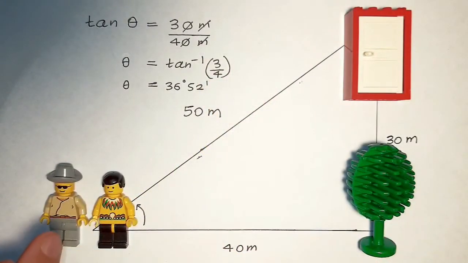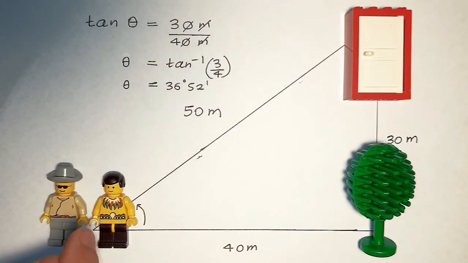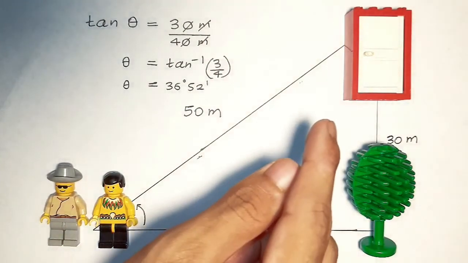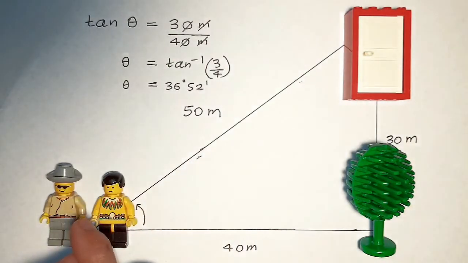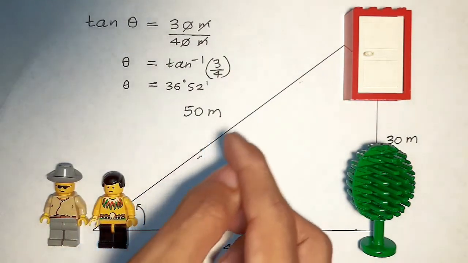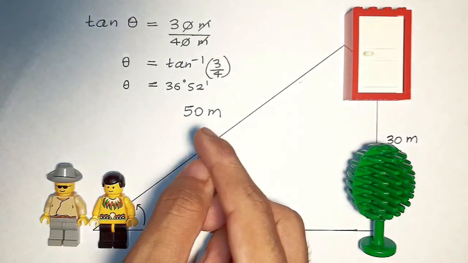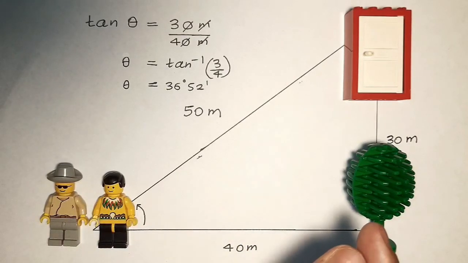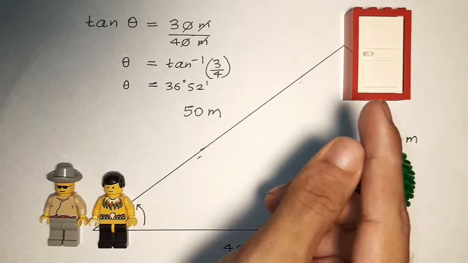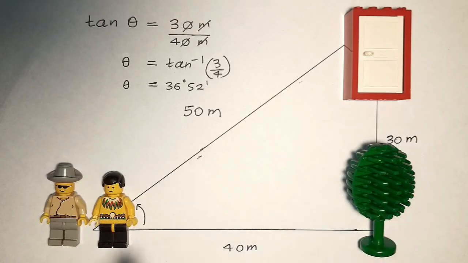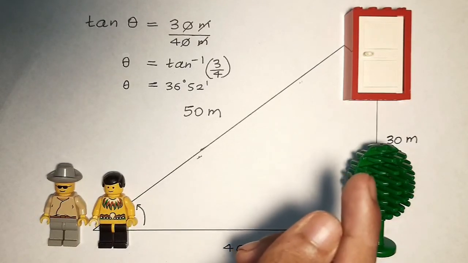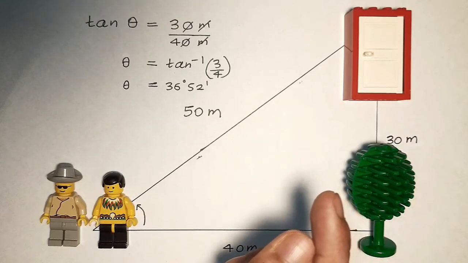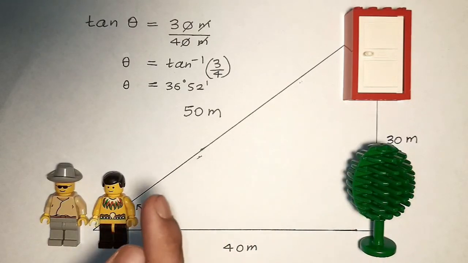Two friends, Simon and John, are close to each other at this particular starting point. Both of them want to reach the door, which is far away from them. Simon, however, opts to take the path along this line, so he would travel 50 meters. Whereas John would travel towards the tree, which is 40 meters away from him, and then 30 meters straight up towards the door. So the distance that John would cover would be 40 plus 30, which equals 70 meters, whereas Simon covers only a distance of 50 meters.